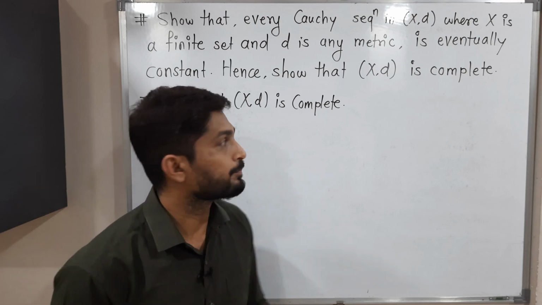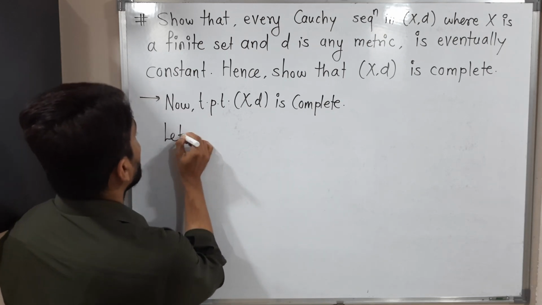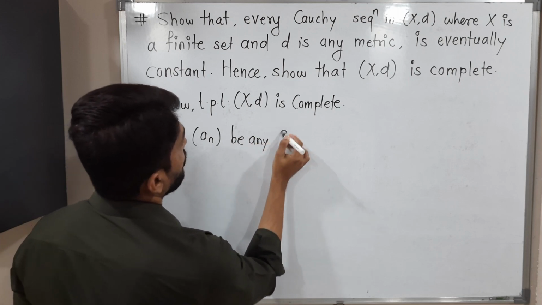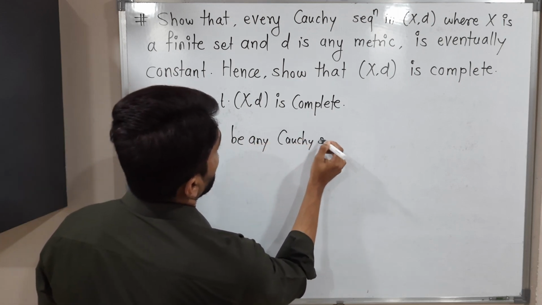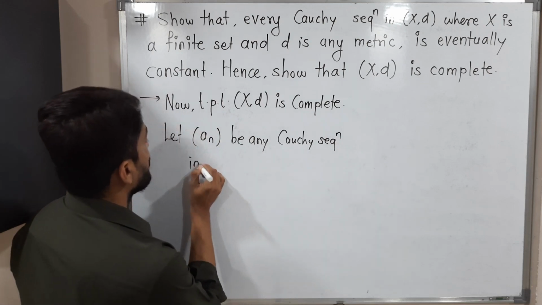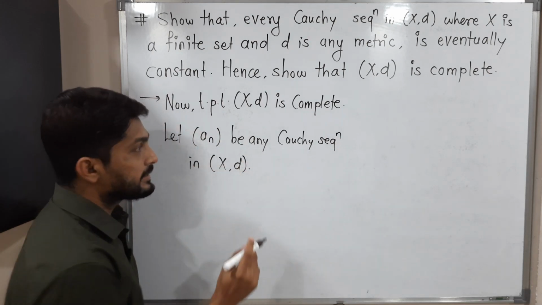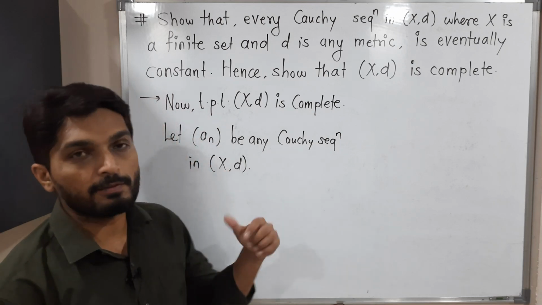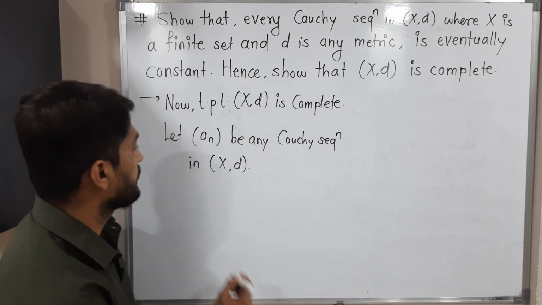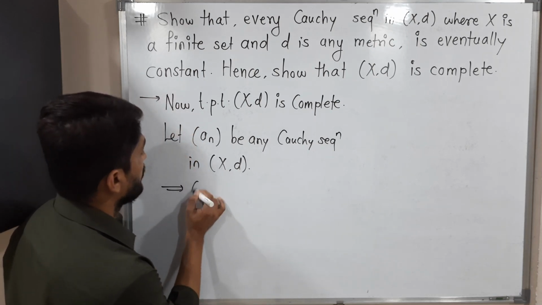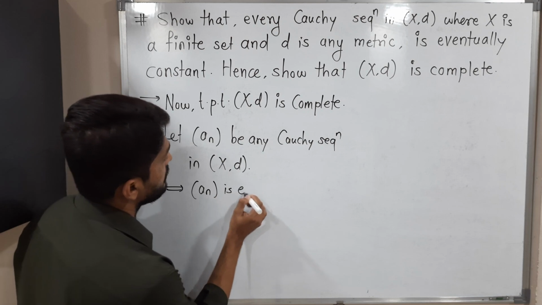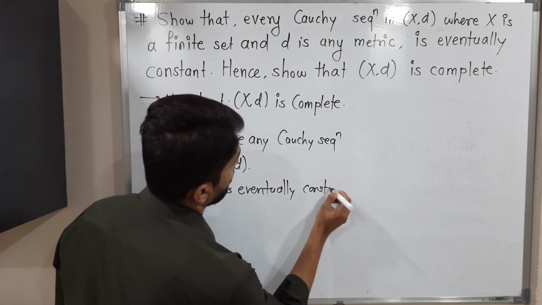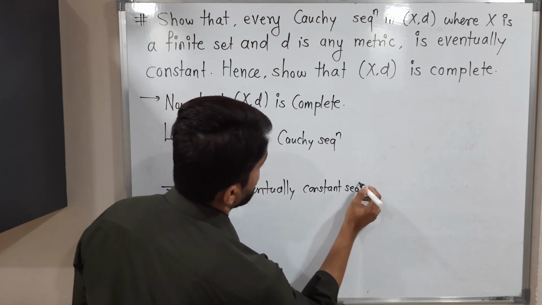Okay, so let us start to do. Let an be any Cauchy sequence. Okay, I am taking any Cauchy sequence in Xd. But just now we proved every Cauchy sequence is eventually constant. So this is Cauchy sequence, that means this is also eventually constant. Implies an is an eventually constant sequence.